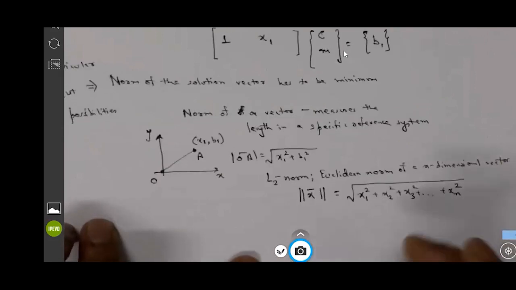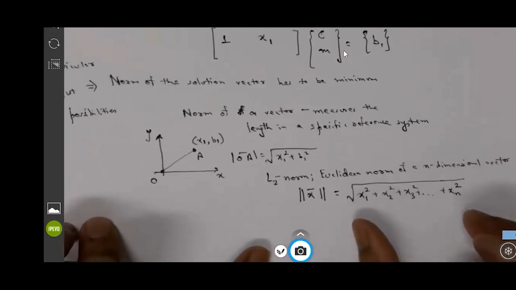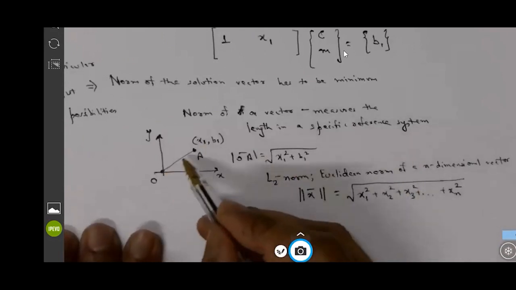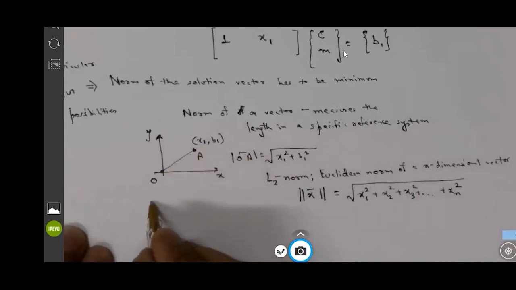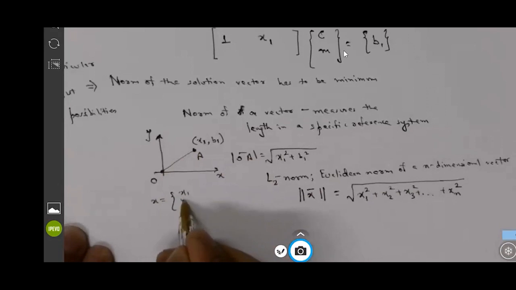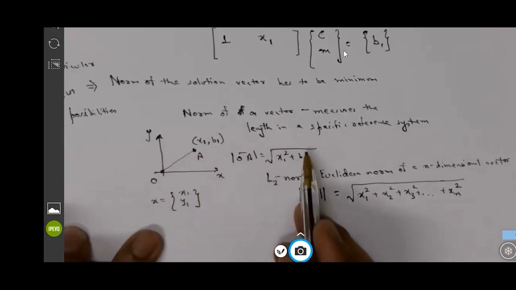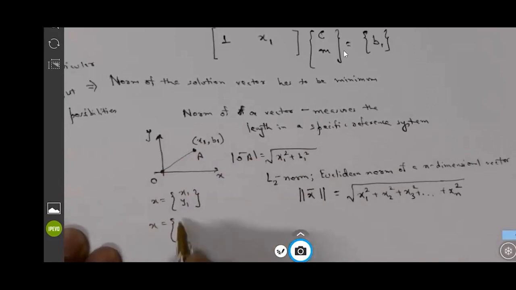It's a formula, and the physical interpretation of this formula is that it represents the length of this vector. If your x vector has x1 and y1, the length will be the square root of x1 square plus y1 square. If your x vector has 3 dimensions, x1, y1, and z1, then the length of that vector will be the square root of x1 square plus y1 square plus z1 square. That is the L2 norm.